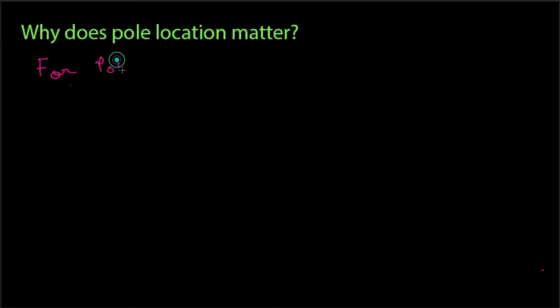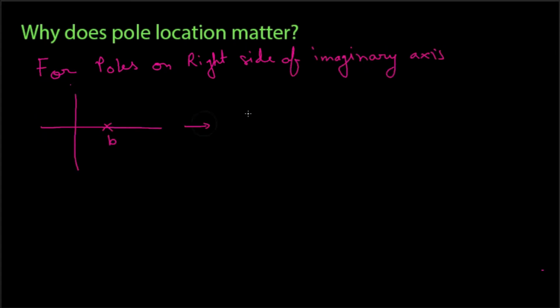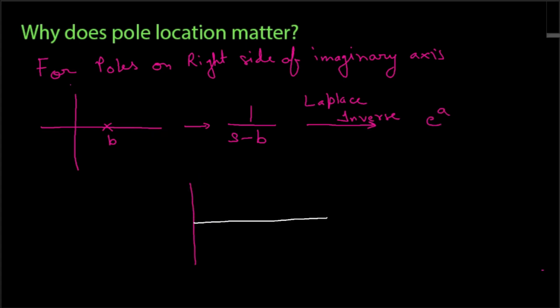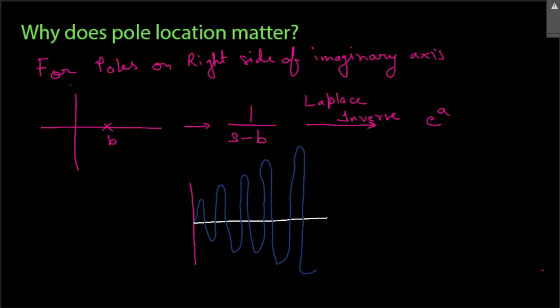But if we take a pole on the right hand side of the imaginary axis, you will see the inverse Laplace transform will have an exponential function with a positive exponent. Therefore, the output response of these poles will continuously increase with time, making the system unstable. Therefore, we need to get rid of such poles, and that is why it is essential to find the location of such poles and see how we can remove them from the systems.